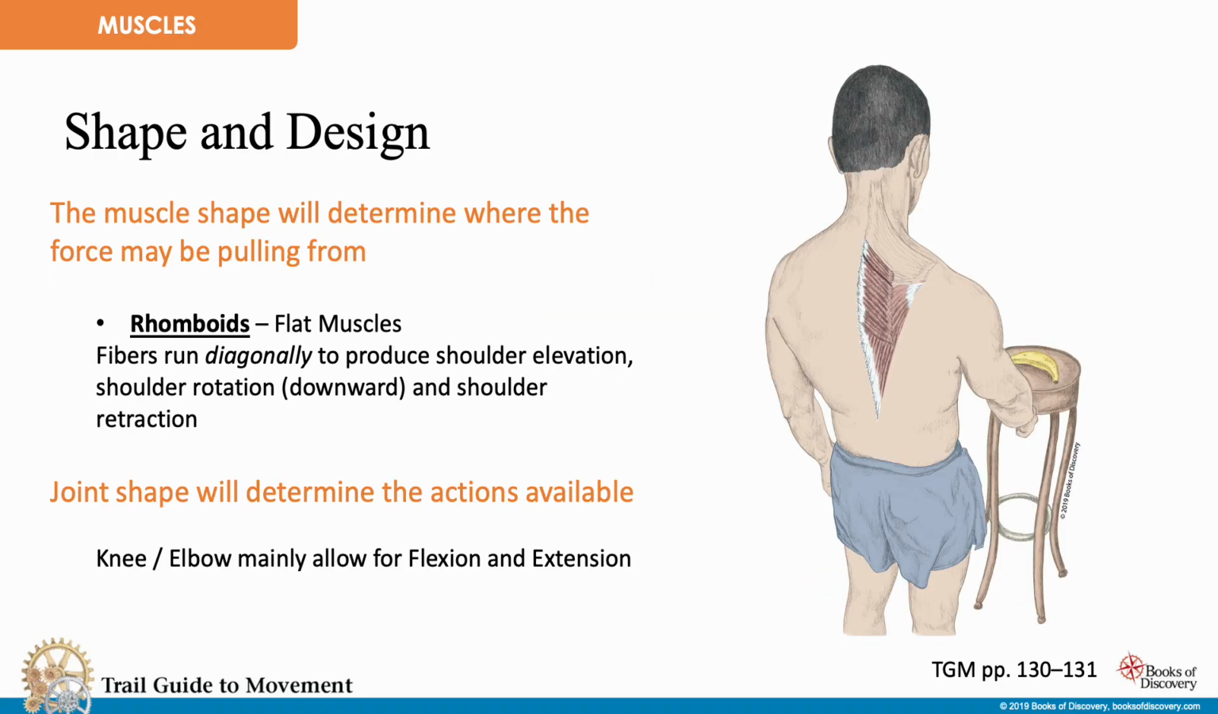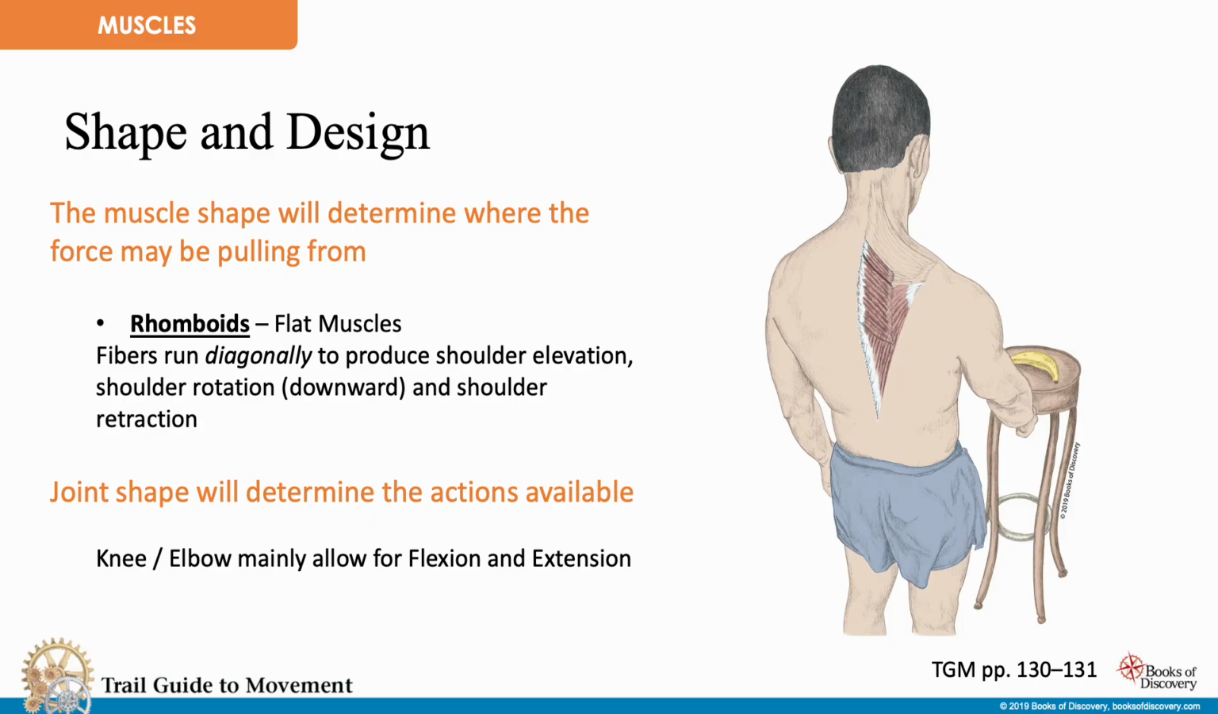Next, we look at shape and design. Think of this as the engineering of the body. A muscle's physical shape tells you exactly where the force is coming from. So we're going to look at the rhomboids shown here because they are flat and the fibers run at a diagonal angle from the spine to the scapula. They don't just do one thing. That diagonal design allows them to pull the shoulder blade up, rotate it downward, and pull it back toward the spine. If those fibers ran perfectly horizontal, they'd only be able to retract.